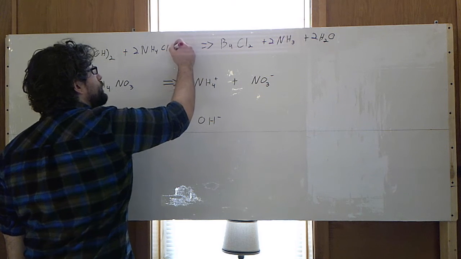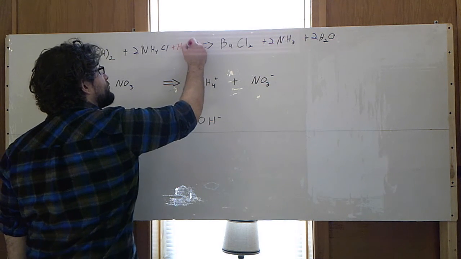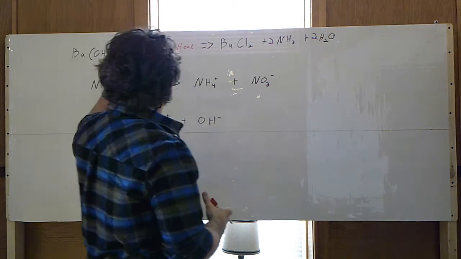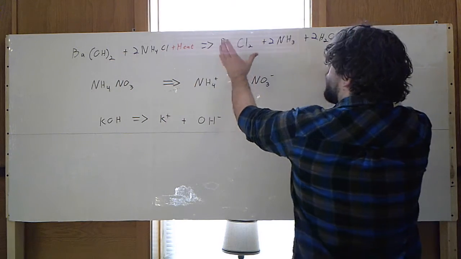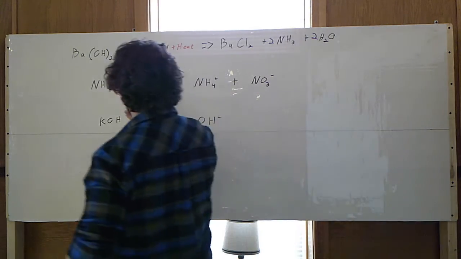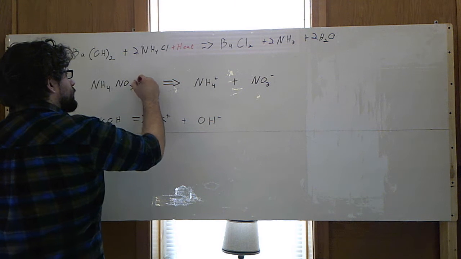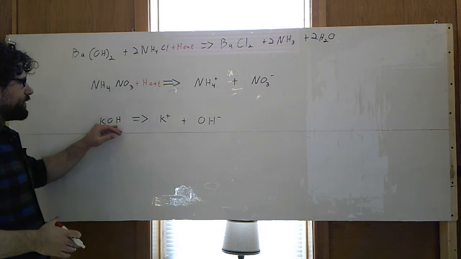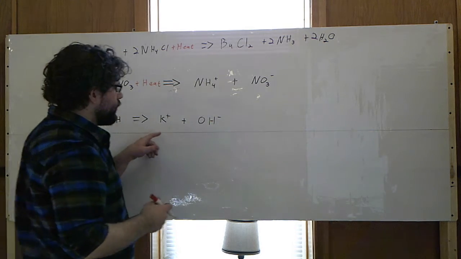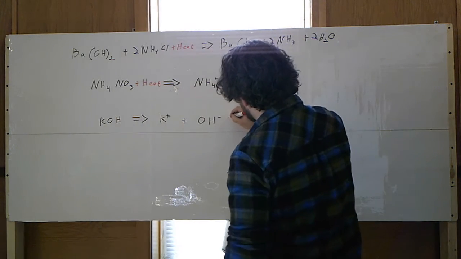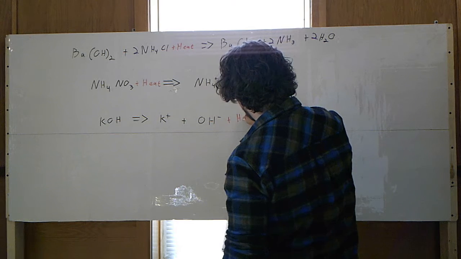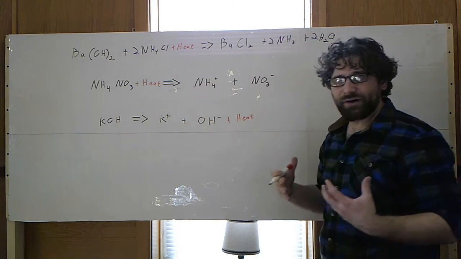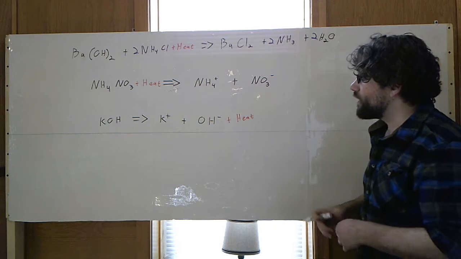In this first one, we have more heat on the left side. So when this reaction occurs, we get colder. Same thing when we dissolve the ammonium nitrate. We had more heat on the left side. But when we dissolved the potassium hydroxide, we got more heat on the right side. And the outcome of the reaction, our solution was hotter than when we started.